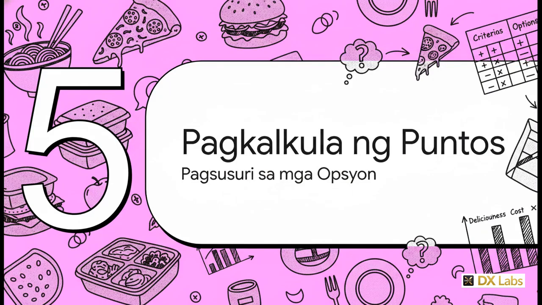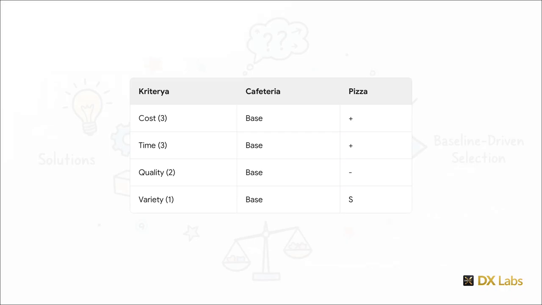Section 5. Tallying and weighted sums. Evaluating the lunch options. Let's apply this sa isang very relatable problem, deciding on a team lunch. Our baseline here is the company cafeteria. Now we evaluate pizza delivery against it. Sa cost and time spent, which are heavily weighted at 3, pizza gets a plus, so it's significantly better. Quality has a weight of 2, pero minus siya compared sa cafeteria food. Sa variety, which is weighted 1, it's an S, meaning same lang. You see how clear this is? Nakikita agad natin ang process trade-offs sa isang tingin lang.